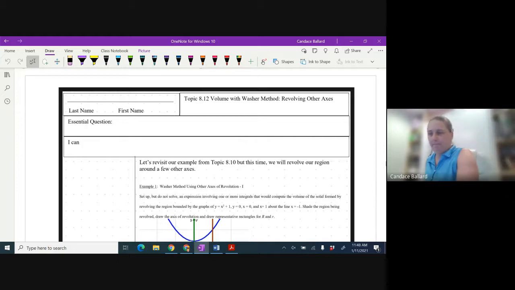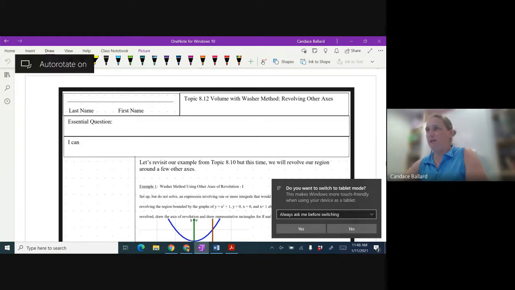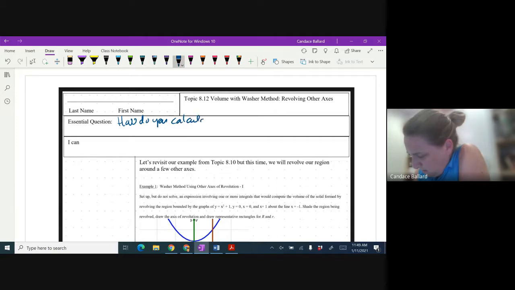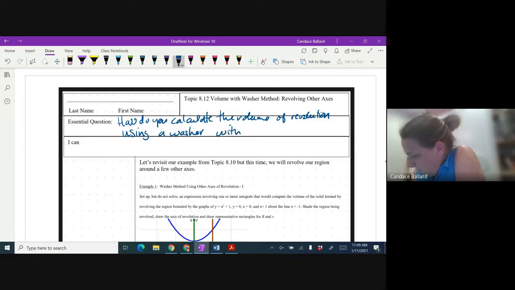Okay. So let me write out the essential question and I can statements for you guys. So the essential question is, how do you calculate the volume of revolution using a washer with a shifted axis.